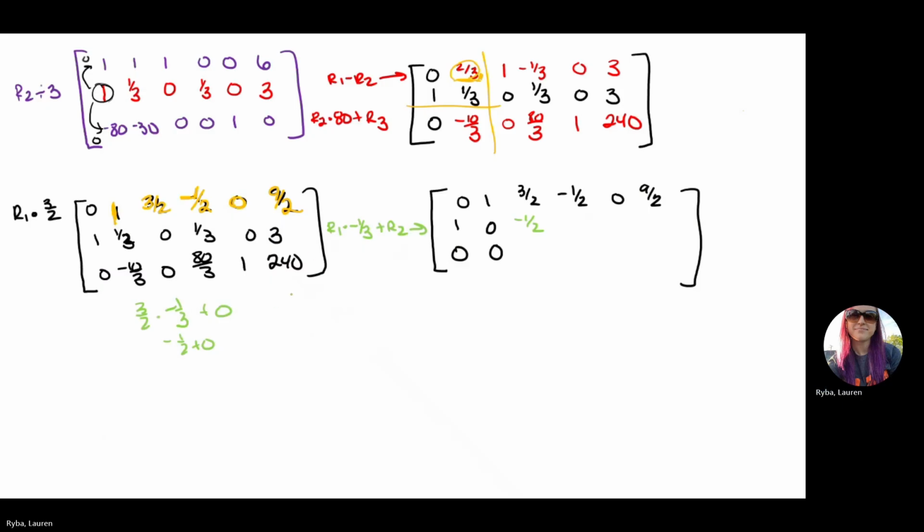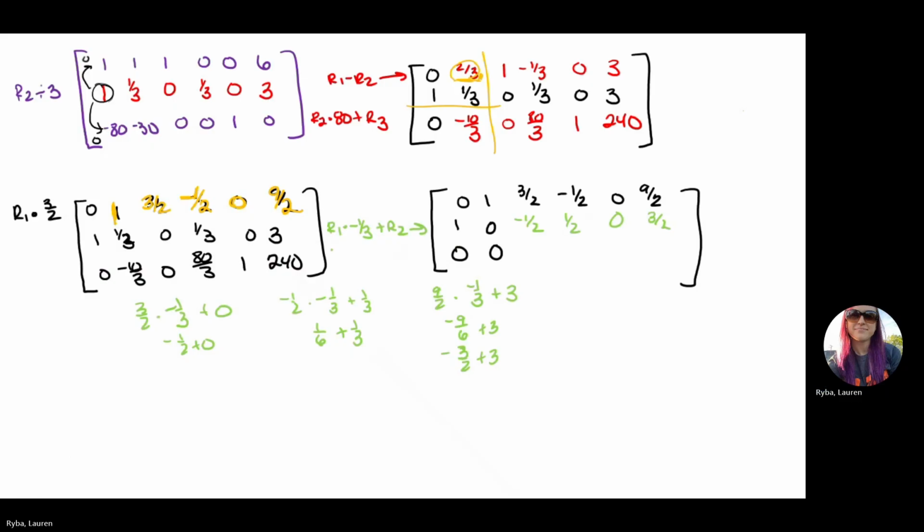Okay. Negative a half times negative a third, add a third. That makes 1/6 plus a third is a half. 0 and 0 is 0. 9 halves times negative 1/3, add it to 3. So negative 9/6 plus 3. That's negative 3 over 2 plus 3, negative 1.5 plus 3. So that leaves me with negative 1.5. Or no, positive 1.5. Positive 1.5 or 3 halves. There we go.